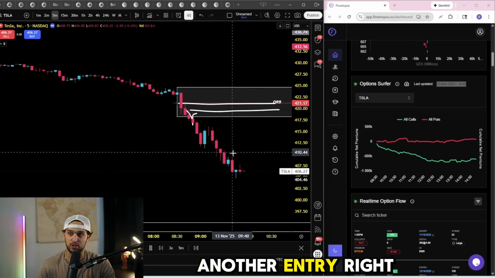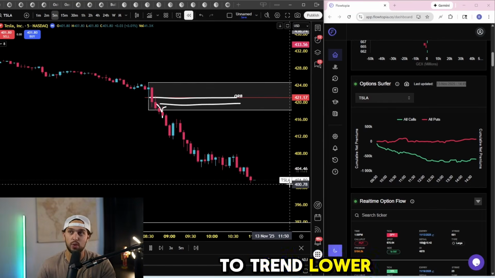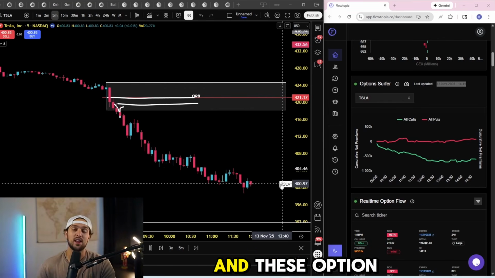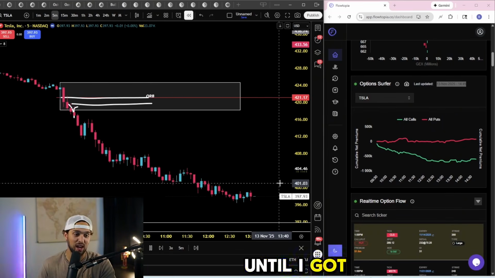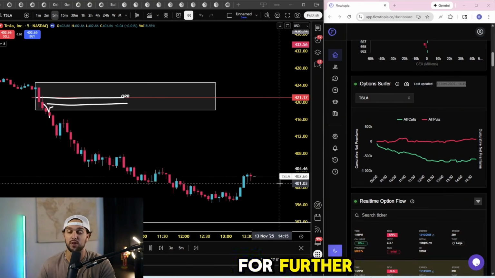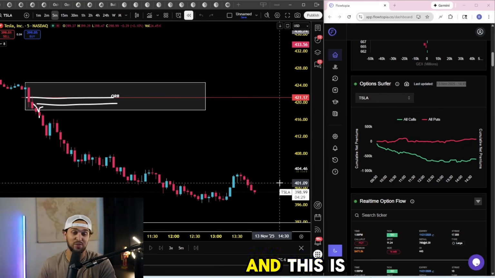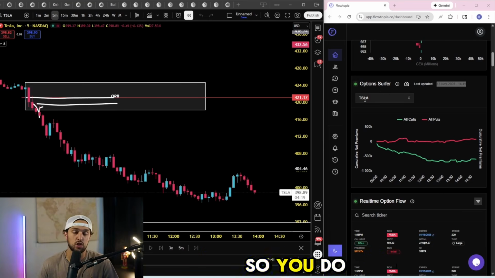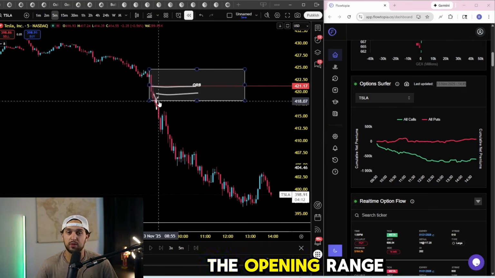That could have been another entry right there. But you can see we continue to trend lower and lower and lower. These option contracts ended up running for 170% until I got out, and I think it even ran further. These are all on weekly expiration contracts. This is exactly how you're able to trade the opening range breakout with option surfer combined, so you do not get manipulated. And you might ask, why don't we just play the opening range breakout?